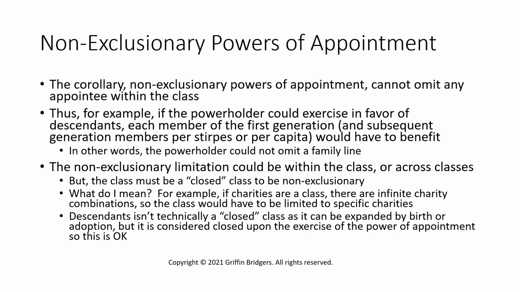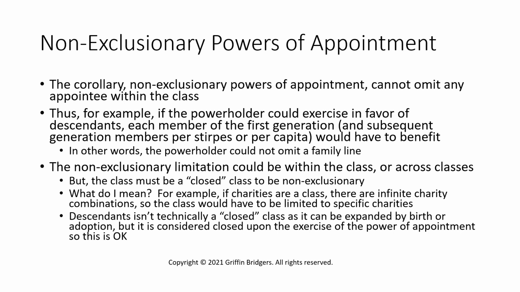Now, it's important to note that when the power is drafted and created, descendants might not technically be a closed class at the time, because it could be expanded by birth or adoption that happens after the power is created and after the creator of the power is deceased. But importantly, when we test whether the class is closed is upon the exercise of the power of appointment. And when it's exercised, we know who is included in that class. So at that point, it would be okay to have a non-exclusionary power within that closed class.